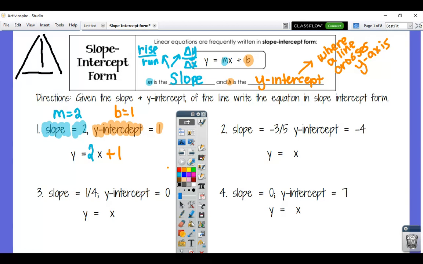Well, what if my slope is negative 3/5? Well, I still know that m stands for slope. So that means that m is equal to negative 3/5. And they said my y-intercept is a negative 4. And I know that b stands for my y-intercept. So I can just substitute them into the equation. So y is equal to mx plus b. Well, what is m? It's negative 3/5. And what is my y-intercept? It's a negative 4.